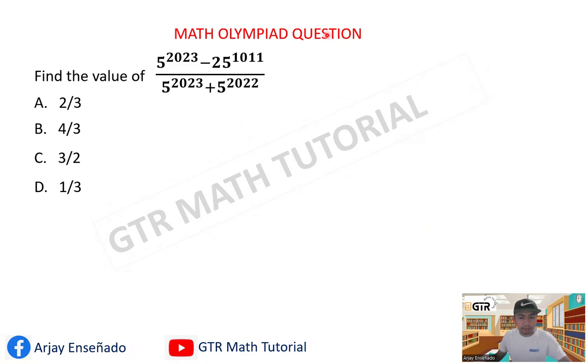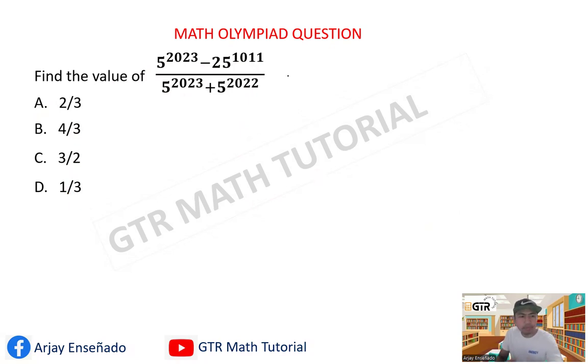So another Math Olympiad question. Find the value of 5 raised to 2023 minus 25 raised to 1011 all over 5 raised to 2023 plus 5 raised to 2022. So pause the video and try to answer. The choices are 2/3, 4/3, 3/2, and 1/3.